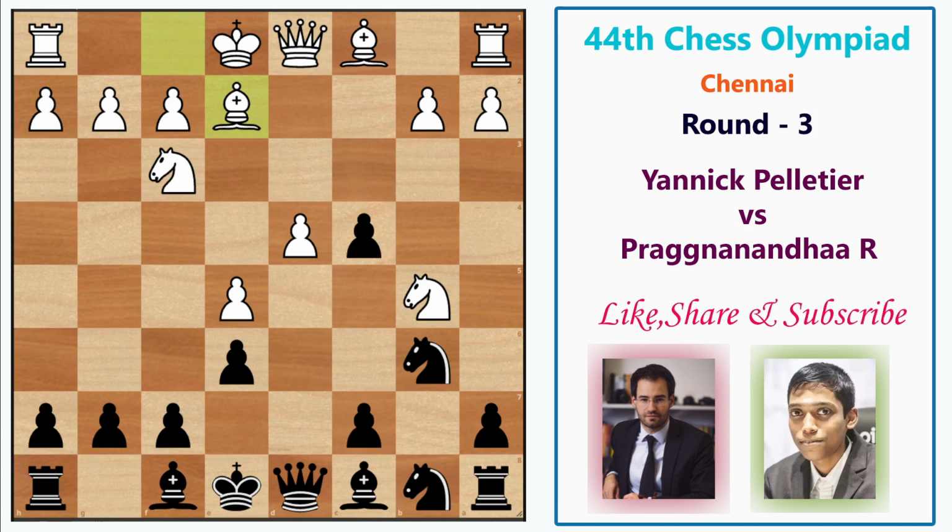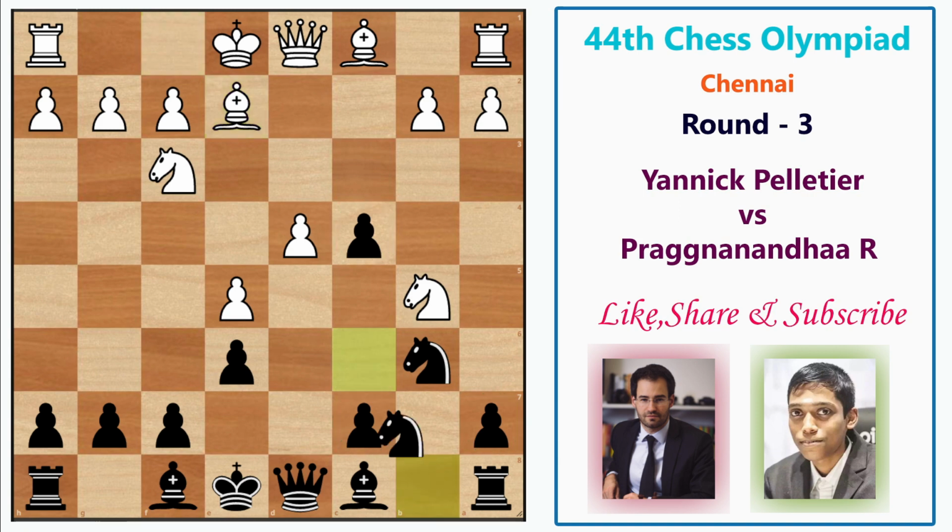So from the opening itself, it looks like Prag has some problem on the queen side. Say for example, now we have the double pawn on the c file, and because of this double pawn, we left our a pawn as an isolated pawn. So it is not a good idea to have such an imbalance from the starting position of a game against a strong grandmaster like Yannick Pelletier.